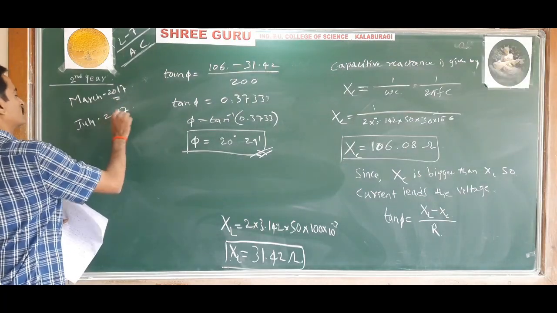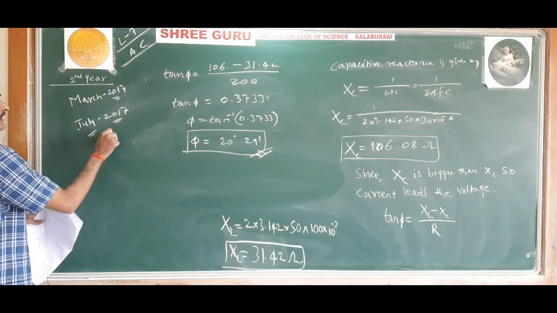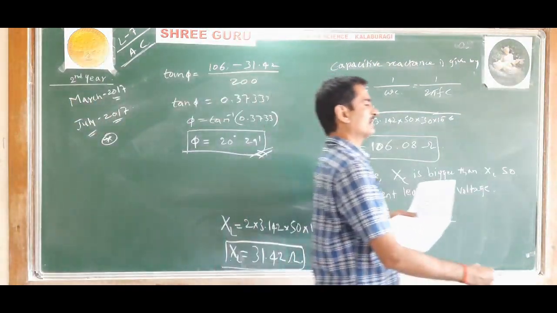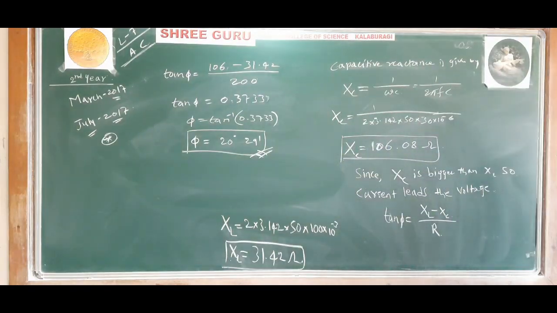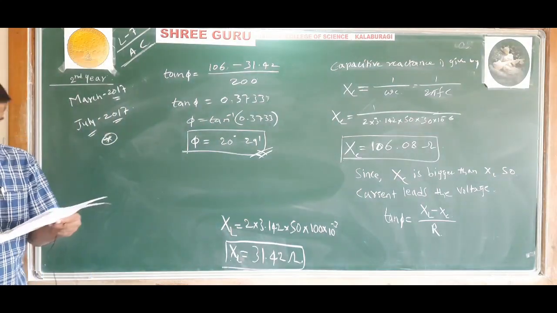July 2017. See, each and every question paper has a numerical on this chapter. 90% of the question papers have a numerical on AC, alternating current. Okay, write down the question.